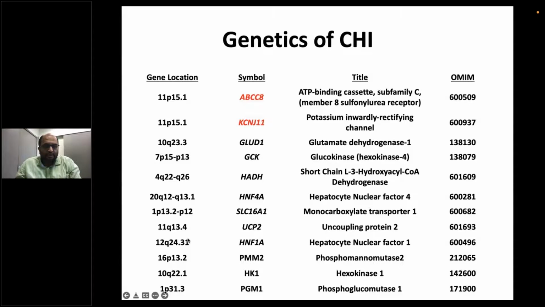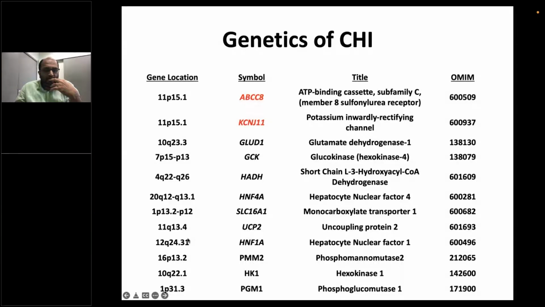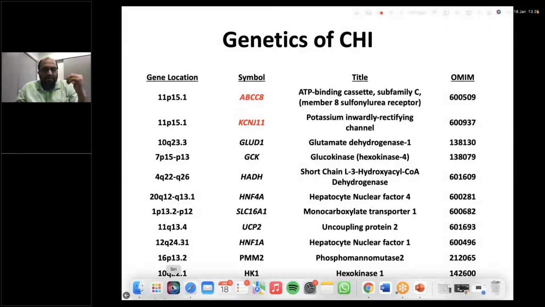So this is a long list of genetic mutations, and the list keeps growing. When we talk about the genes that can cause hyperinsulinism, mainly the top two genes, ABCC8 and KCNJ11, are KATP channel genes that account for about 50% of genetic mutations in hyperinsulinism. However, there are other genes, which I was mentioning to you about protein sensitive and exercise induced hyperinsulinism, but this list keeps on growing, and there are newer genes that have been reported in the last few years.